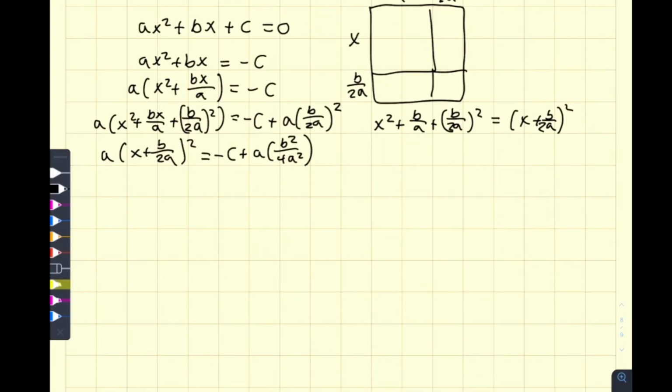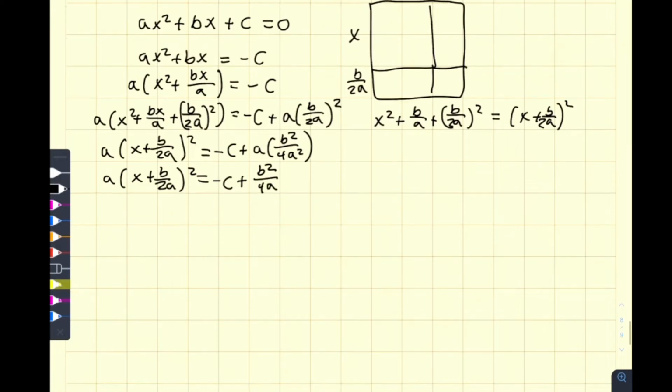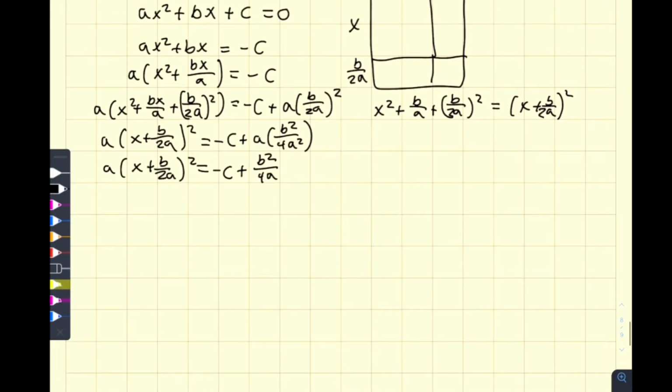Now, this can be simplified to a times (x plus b over 2a) squared equaling negative c plus b squared over 4a. Now let's divide a to both sides. This will be x plus b over 2a all squared equaling negative c over a plus b squared over 4a squared.